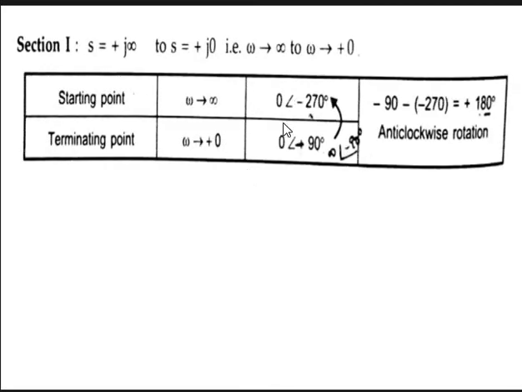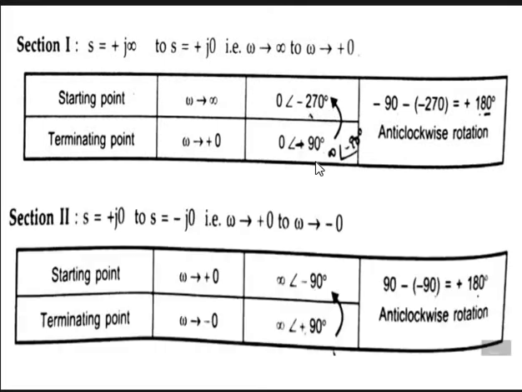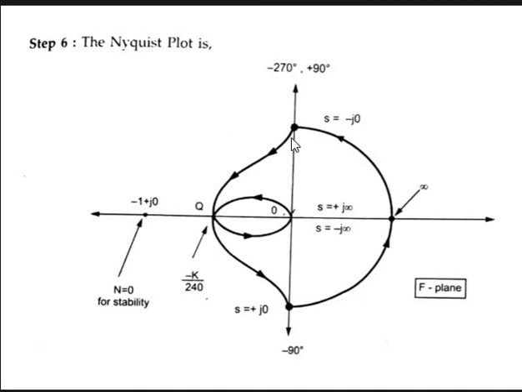Section 1. So 0 at an angle of minus 270 degrees. At minus 270 degrees line, 0 magnitude, and at minus 90 degrees line, infinity magnitude. So the first point is 0 at an angle of minus 270. Minus 270 means this line, and 0 means this one. So here, this is the first point: 0 magnitude and angle minus 270 degrees.